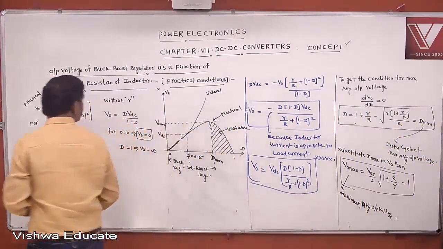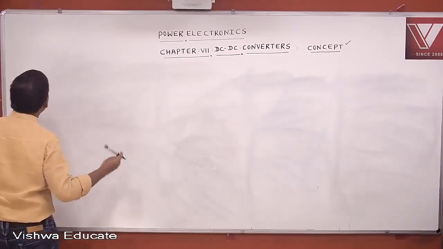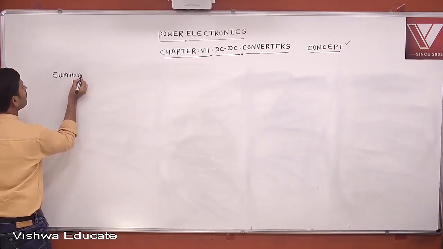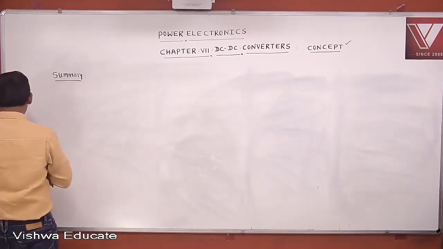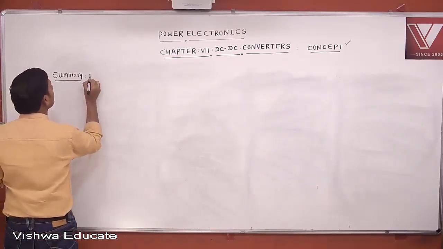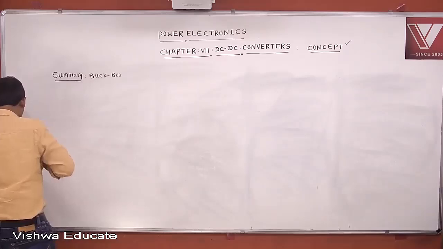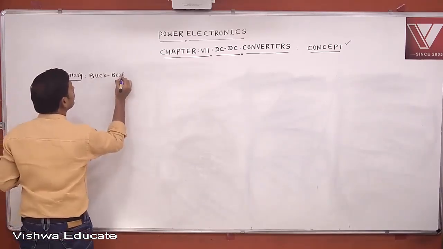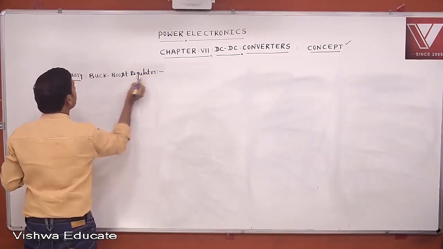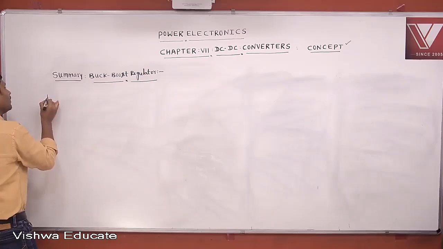Over. Now we write a summary of formulas with respect to buck boost converter. This is the summary I'm giving with respect to buck boost regulator or up down chopper. First one is, what is the average output voltage?